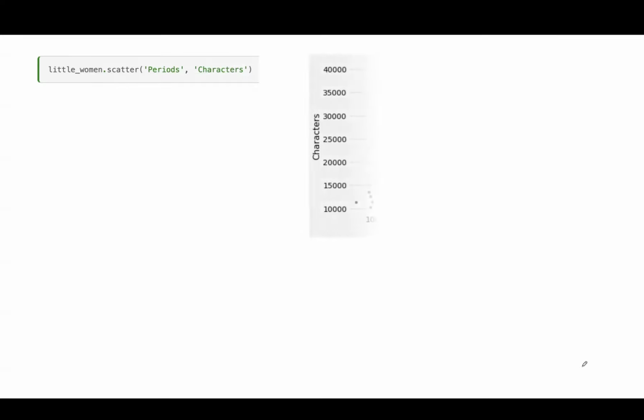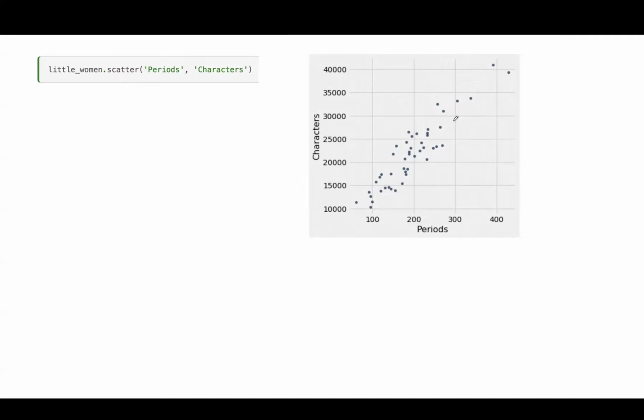Let us take a look at our scatter plot as usual. Visualization is the very, very basic step in analyzing the data. The number of periods and the number of characters. So from a visualization standpoint, we're basically seeing a linear relation between X and Y, and it seems like we have a positive trend.